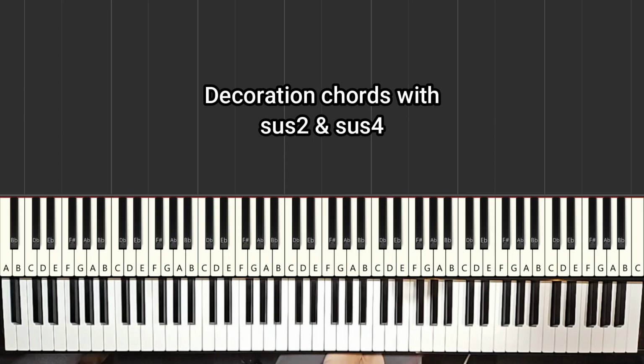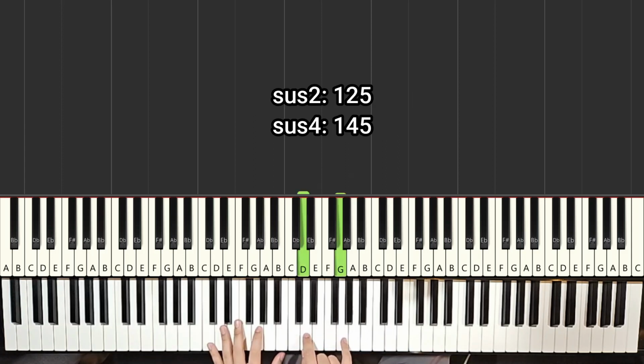Hi, in this lesson we're going to learn about the sus4 and the sus2. So basically the sus2 means I added the second note, and the sus4 added the fourth note.